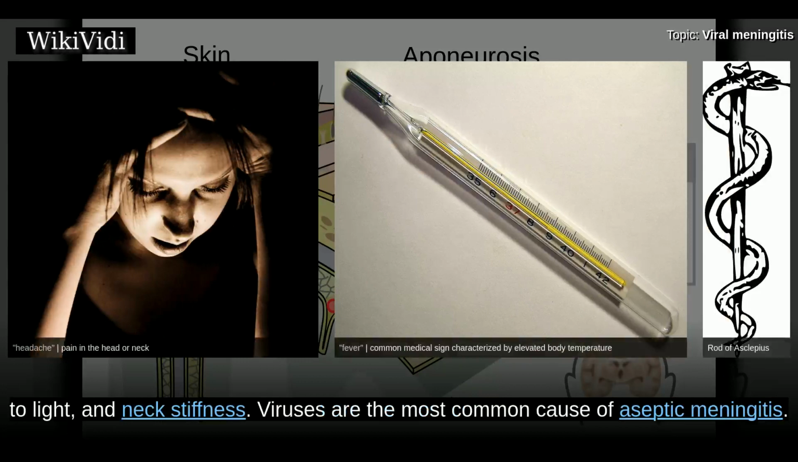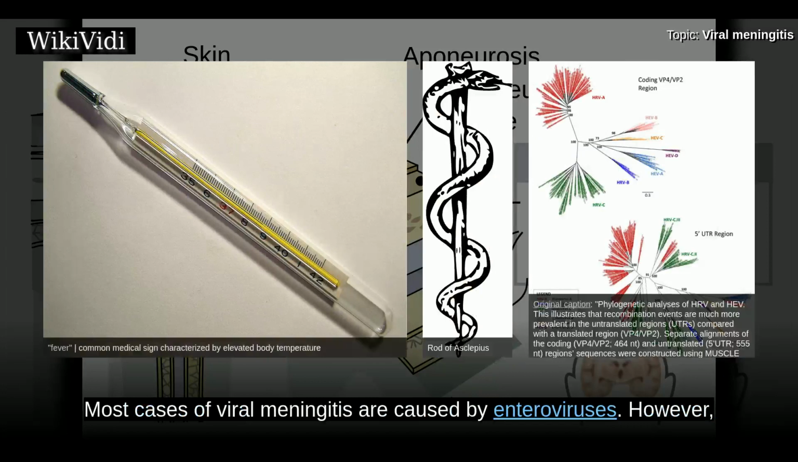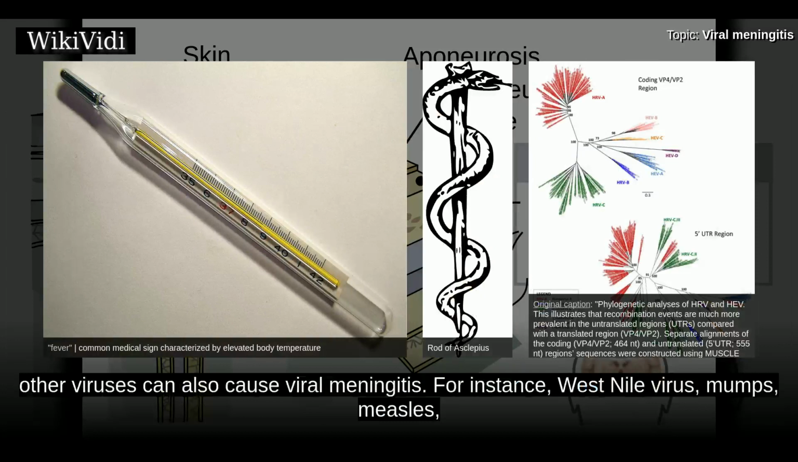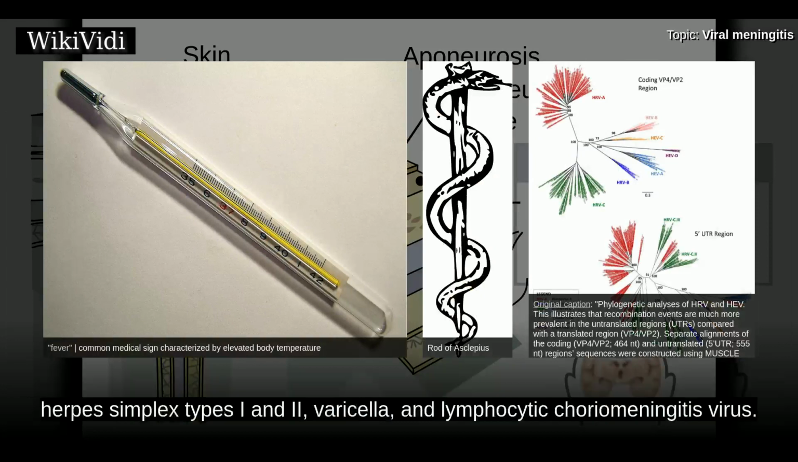Viruses are the most common cause of aseptic meningitis. Most cases of viral meningitis are caused by enteroviruses. However, other viruses can also cause viral meningitis. For instance, West Nile virus, mumps, measles, herpes simplex types I and II, varicella, and lymphocytic choriomeningitis virus.